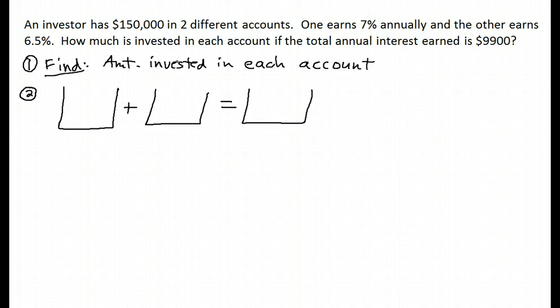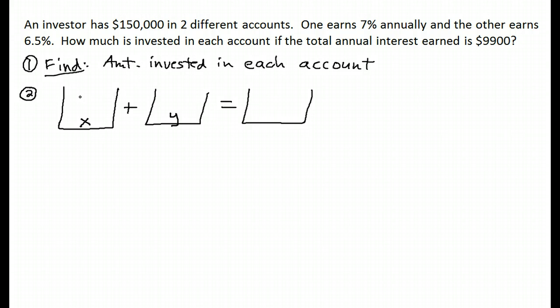Now, I wrote down my find statement and then I did those familiar buckets. We could do this problem with one variable, but we're going to do this with two. So what I'm trying to find is the amount invested in each account. And if you remember right, that's what we put in the bottom of the bucket. So I'm going to put X in the bottom of this bucket, Y in the bottom of this bucket.